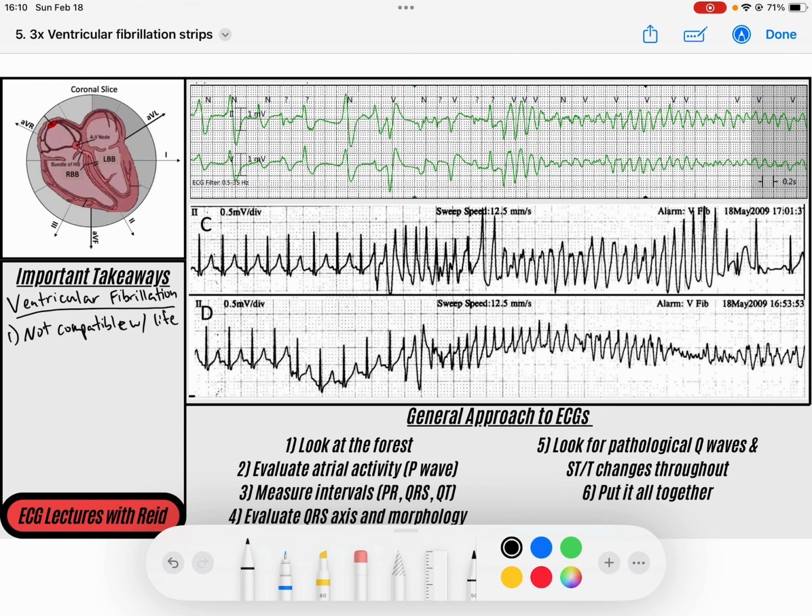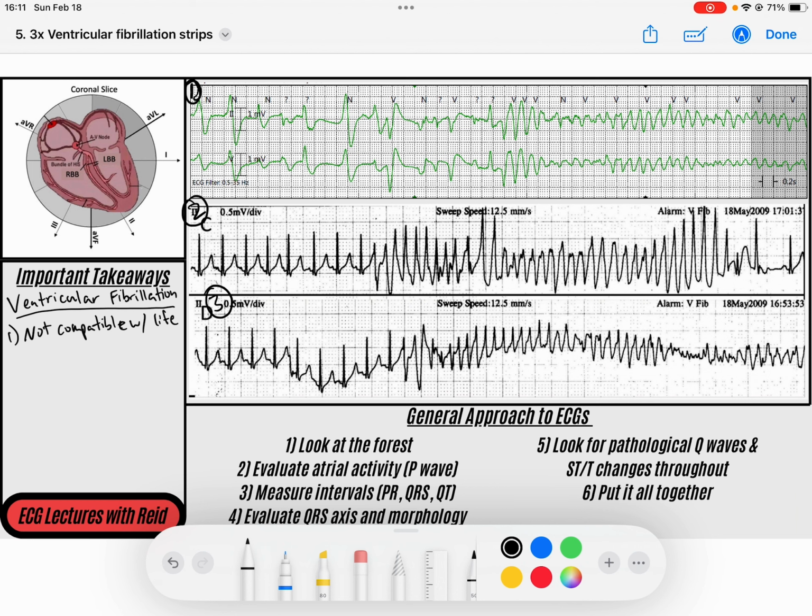Notice here that we've got 3 different rhythm strips, right? This is rhythm strip number 1, rhythm strip number 2, rhythm strip number 3. So these are all their own rhythms. This is typically not found on an ECG because if somebody goes into ventricular fibrillation, or VFib for short, they will be in cardiac arrest. We'll be doing chest compressions. We're not going to be putting on all these stickers. And so usually we get it on a rhythm, like we just have someone hooked up to a monitor, right? And so we see it.